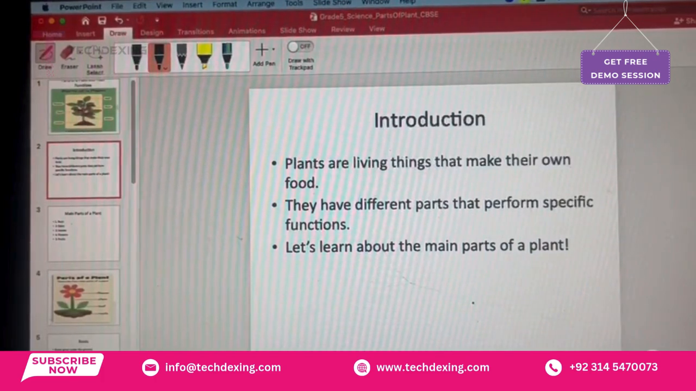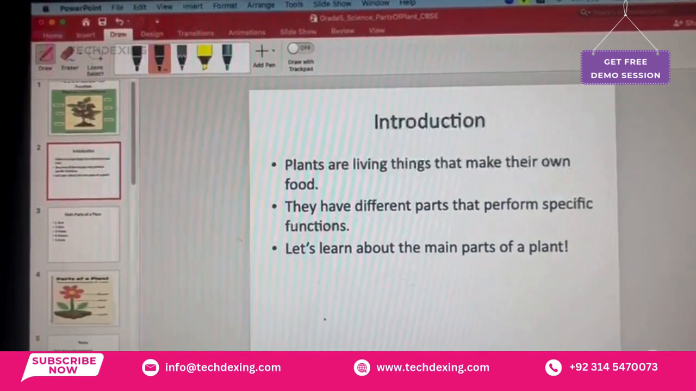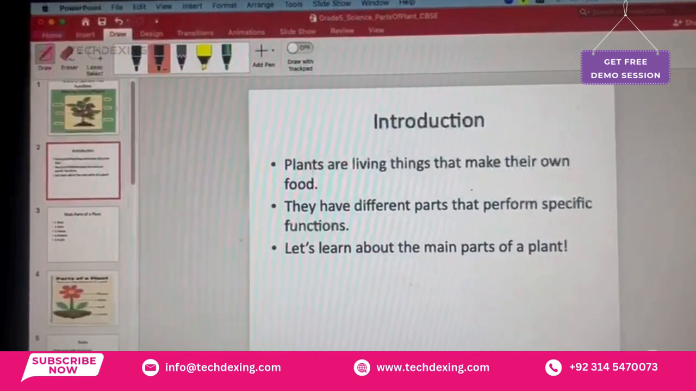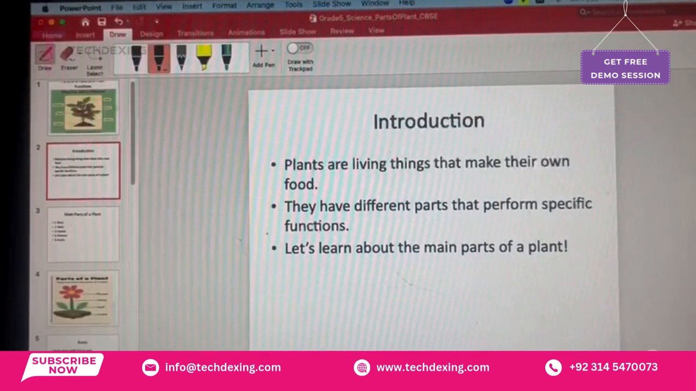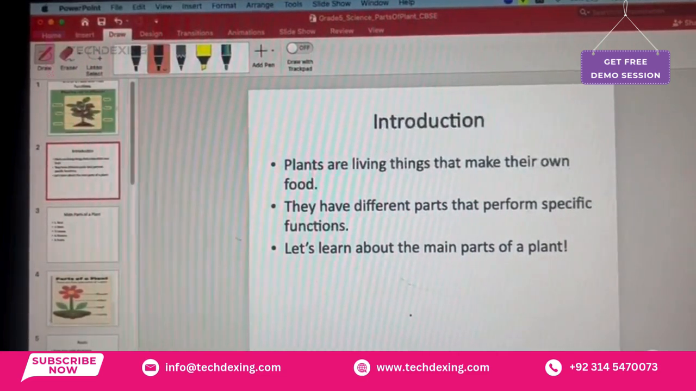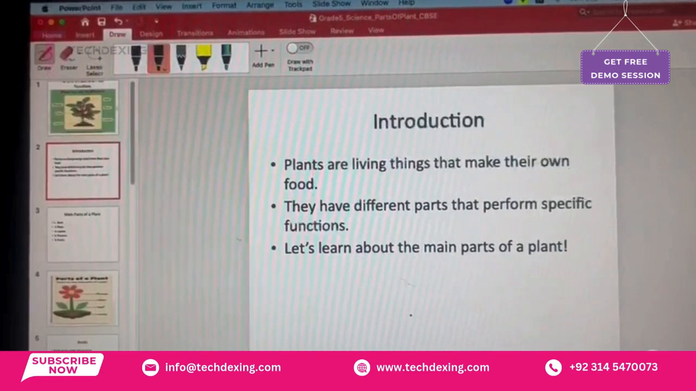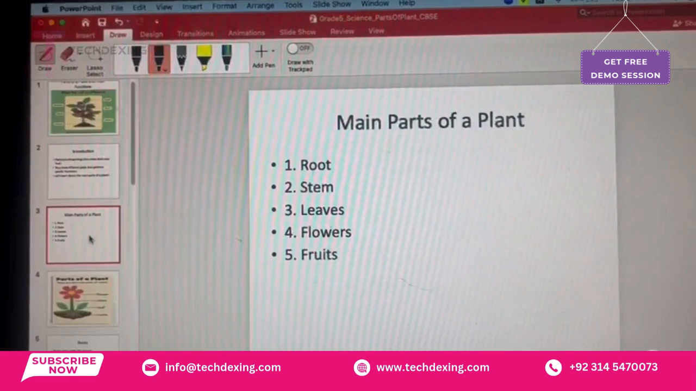Who makes your food? Our mama and our maids. But plants make their food by themselves. Okay, they have different parts that perform specific functions, like we have hands, eyes, and lips. They all have different tasks to do. Our hands are used for touching or doing some work. Similarly, plants have these parts.